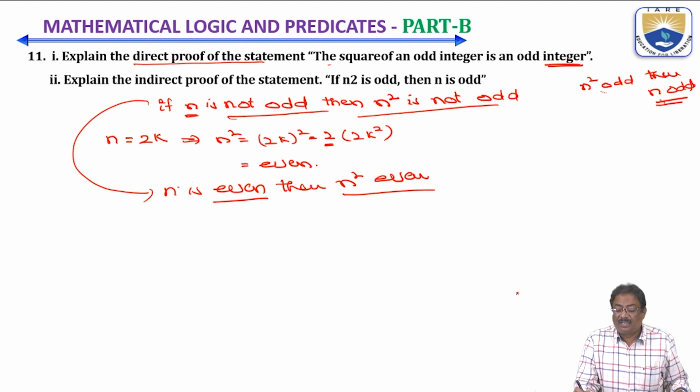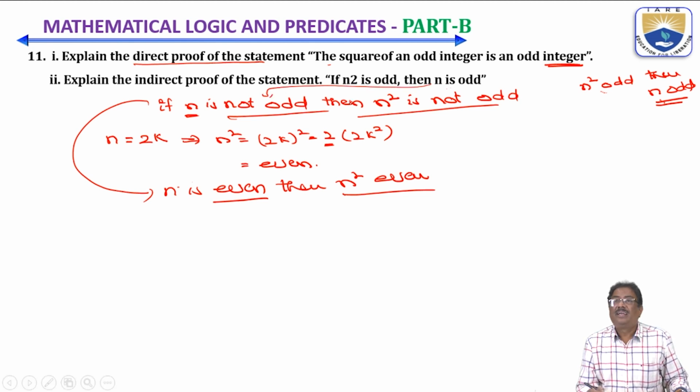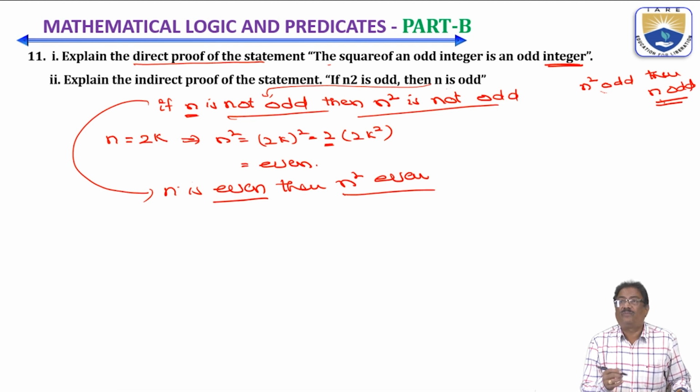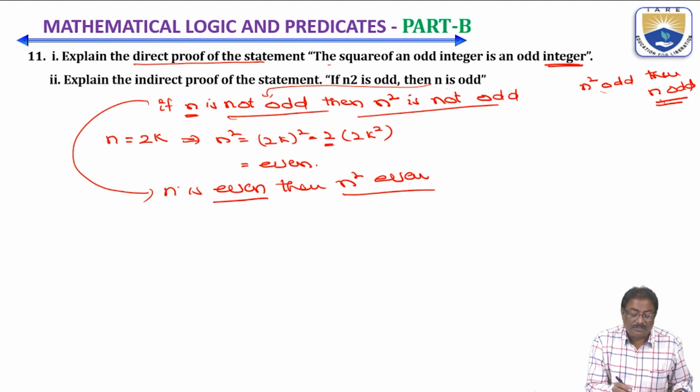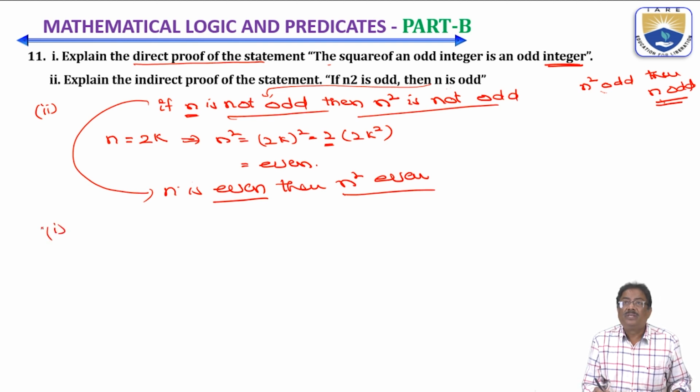This is nothing but the indirect proof, that is, if n is not odd, and we are going to prove this. This is the indirect proof of this. So next is another one, the direct proof, the square of an odd number. This is the second one we are taking, and the first one is the direct proof: n is an odd number, an odd integer.